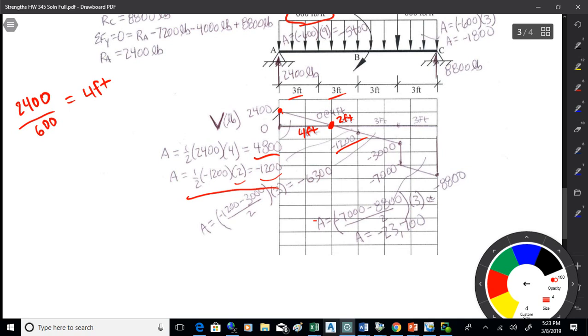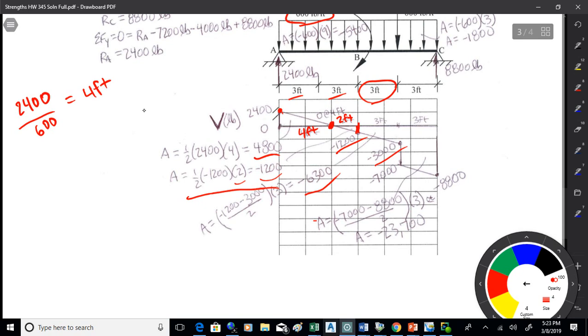Then I've got some other shapes to handle too. I've gone this far so far. Now I cut it there because I've got this couple at B. I know that's going to change my moment diagram and give me a discontinuity, so I want to find the area to the left. Now I'll find the area to the right. I've got a trapezoid. The heights are negative 1,200 and negative 3,000, so I find the average height, negative 1,200 minus 3,000 over 2. The base there is 3. That's negative 6,300 for that first trapezoidal area.